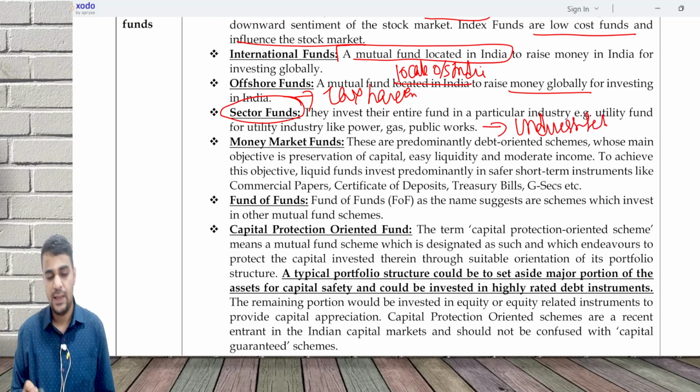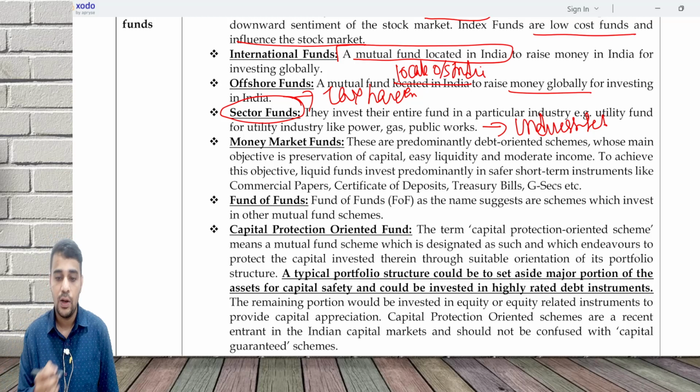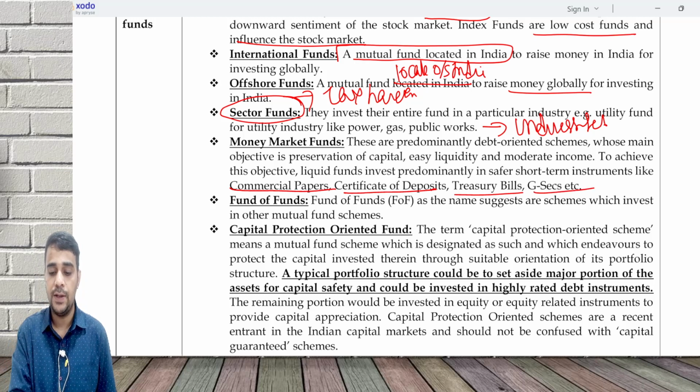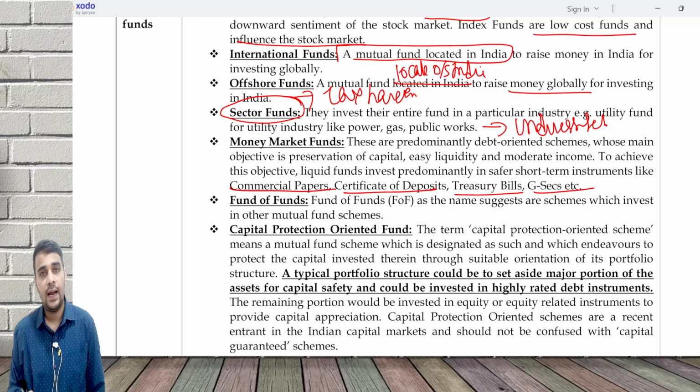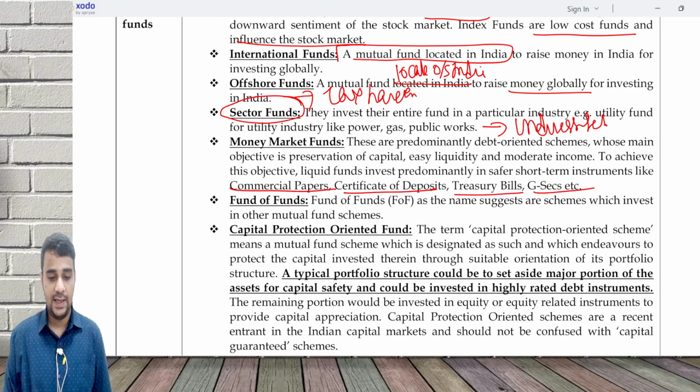Money market funds, the name itself explains. Money market funds invest their money in money market instruments which have less than 1 year life. Examples we saw in the earlier chapter: CP, certificates of deposit, treasury bills, government securities. Normally they are highly liquid and considered to be safe also.